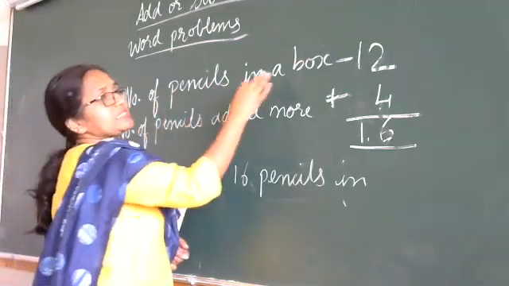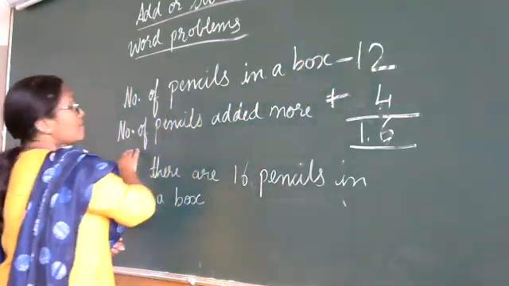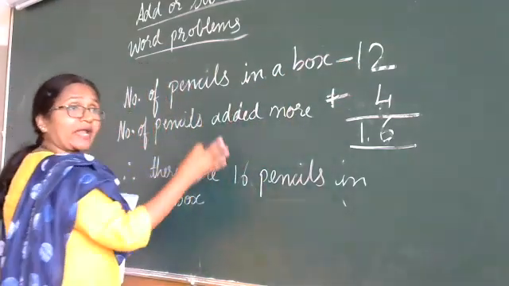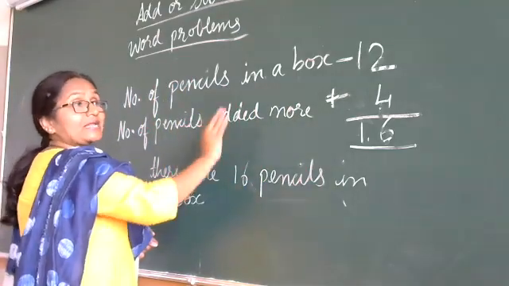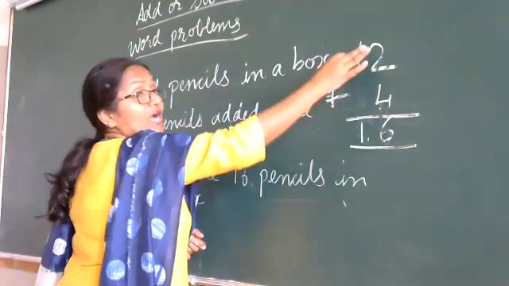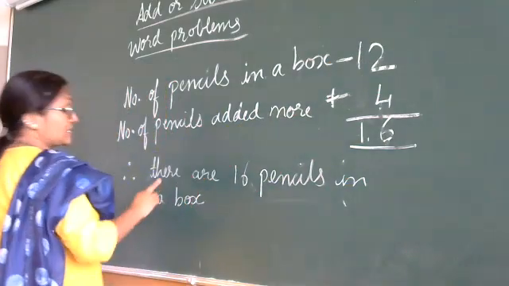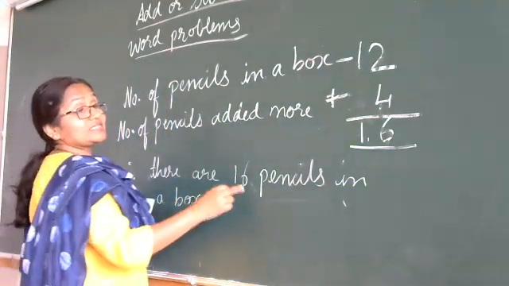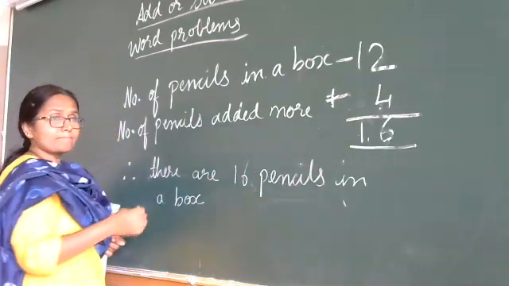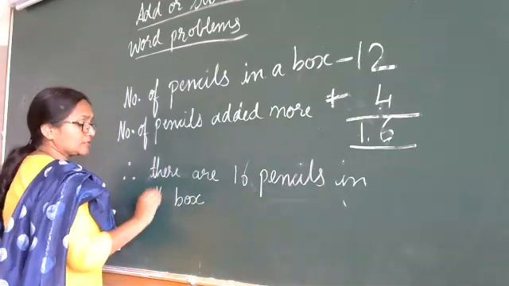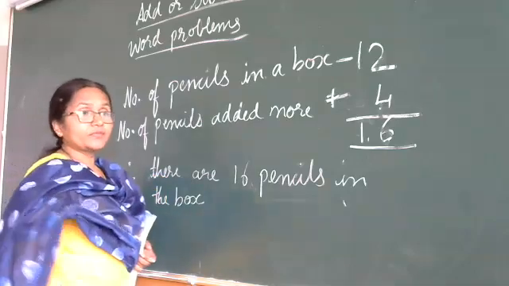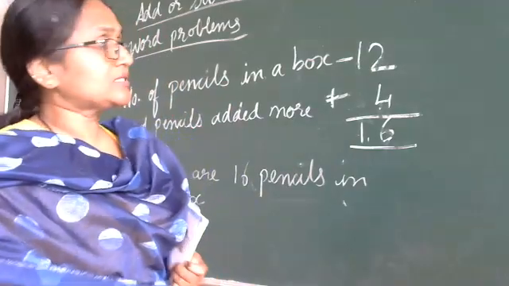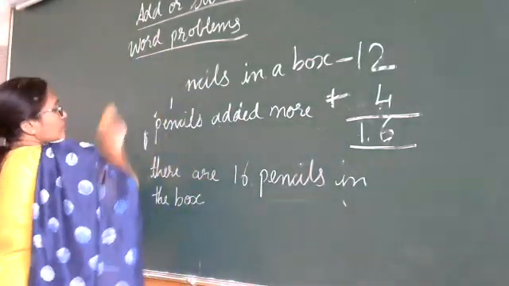Number of pencils in a box, 12. Number of pencils added more, plus 4. See, that story only I framed in a sentence, a statement. So after adding, we get 16. Therefore, you have to write the answer: Therefore, there are 16 pencils in the box. Understood? This way, you all have to write.